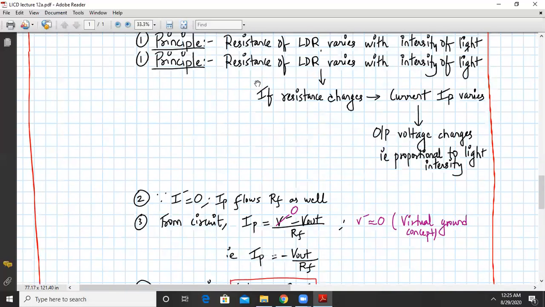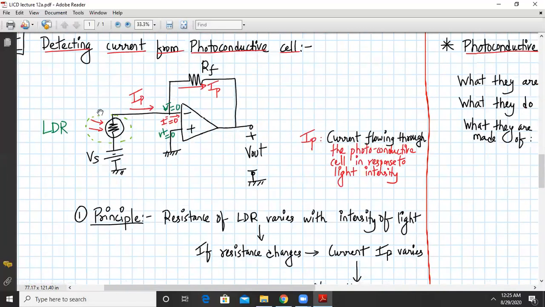Now let us come to a circuit. Okay, so we have this LDR. The supply is connected so that the LDR starts working, and whenever light is incident on this LDR, we have the photocurrent, right? This photocurrent flows through the resistor RF because I minus flowing into the op-amp terminal is zero because of high input impedance. So the same amount of current is flowing through the RF resistor also. What do we call it? IP. IP is the current flowing through the photoconductive cell in response to the light intensity.